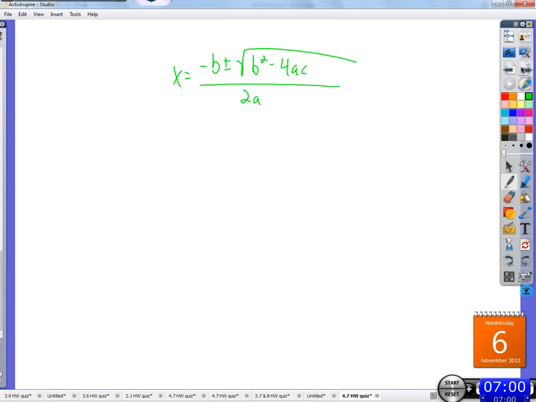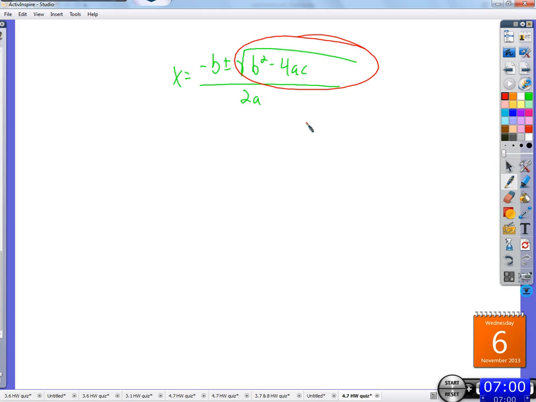Let's talk about this. Every time you use the quadratic formula, you're going to have a square root, right? What kinds of numbers could be in the square root? What's that? You could have a negative in there. What if there's a negative in there? What kind of solutions are you going to get? Imaginary solutions.